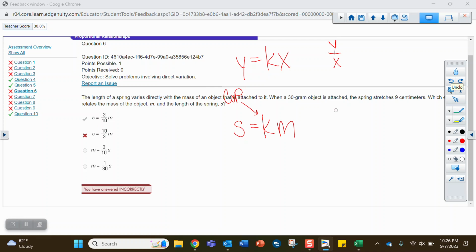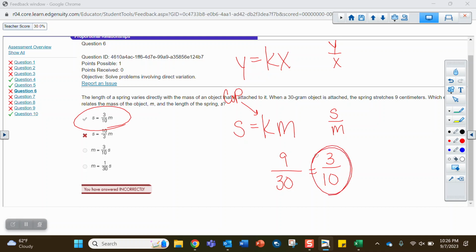So if this was y over x, we're going to do s over m. So we're going to do the length of the spring, which is 9 centimeters, over the mass. Divide both of these numbers by 3, and we get 3/10. So s equals 3/10 m. This is your constant of proportionality that goes right in there for the letter K.